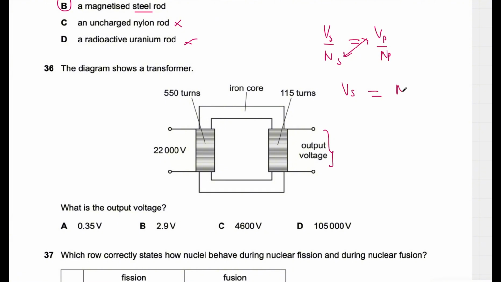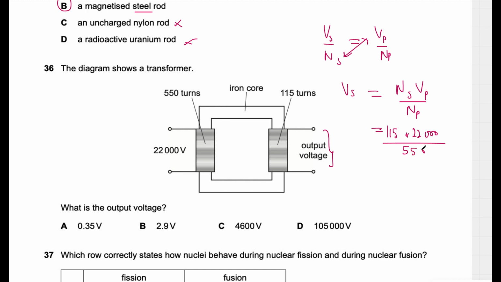So Vs equals Ns multiplied by Vp over Np. So we put the values here and see what we get. Our Ns, the number of turns in the secondary, is 115. So I write 115 times the voltage in the primary. What's my voltage in the primary? 22,000. That's my voltage in the primary. Over, what's my Np, the number of turns in the primary? 550. So you key this into your calculator, what do you get?